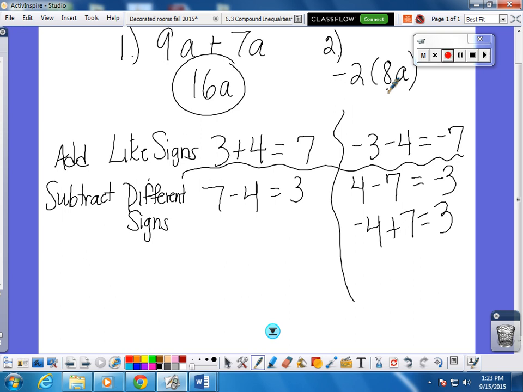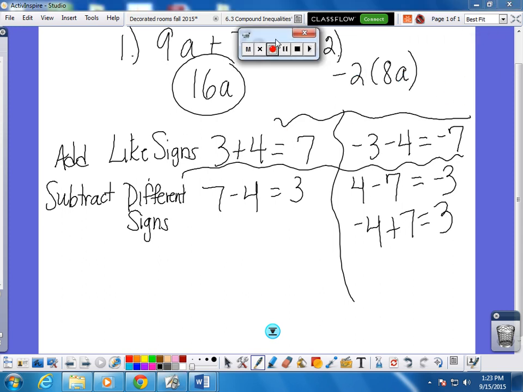So if I have this problem right here, negative 2 times 8a, negative 2 times 8, that would be 16. And this variable, you don't have to have like terms to multiply. You multiply anything, the a just sort of comes along for the ride. It's part of this term. I just doubled this term. And because they have different signs, my answer is negative.